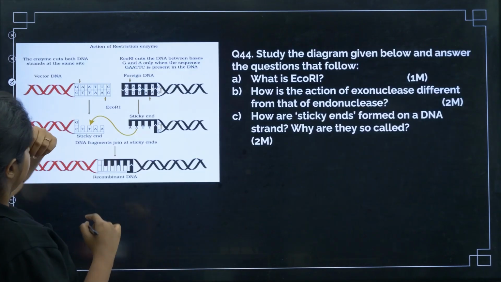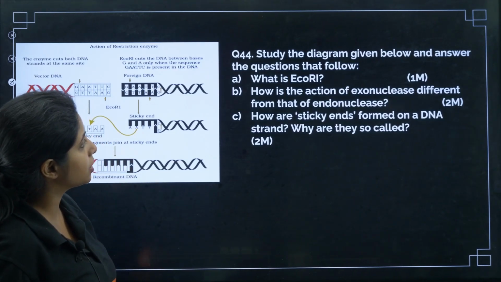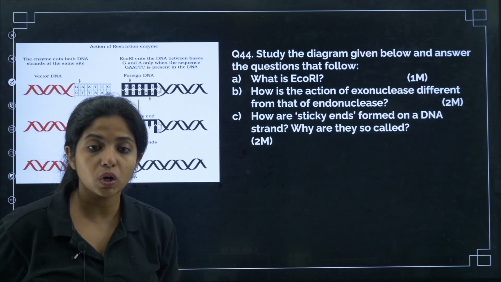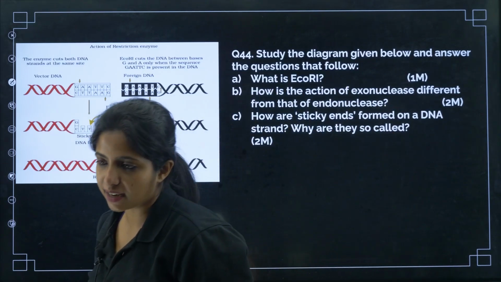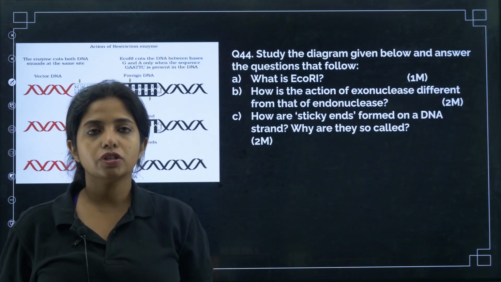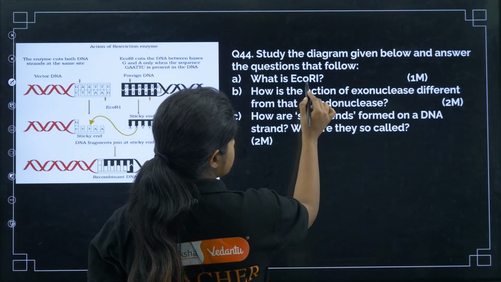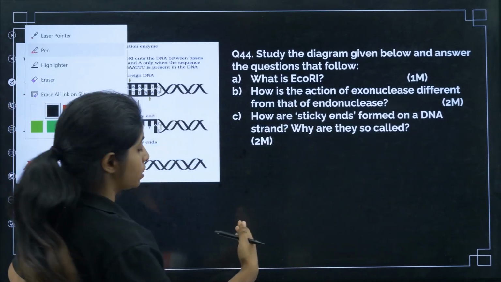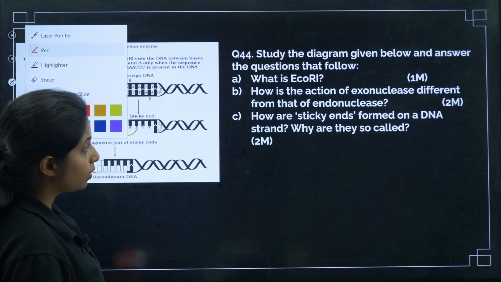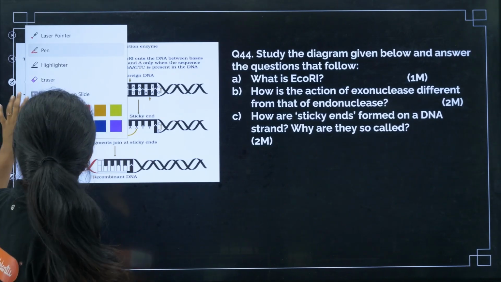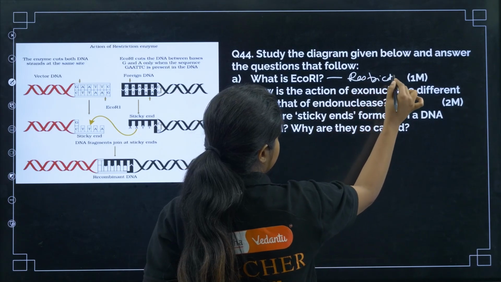Next, don't forget this. The last question of the day. Study the diagram given below and answer the questions that follow. What is EcoR1? EcoR1 is a restriction enzyme, my dear children, which is obtained from Escherichia coli. The R is for the R strain, and 1 is because of the order of discovery; it was produced 1, 2, 3 and things like that. So, EcoR1 is a restriction enzyme, is the simplest answer that you can give.